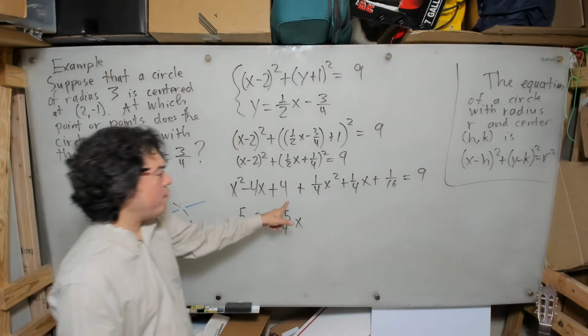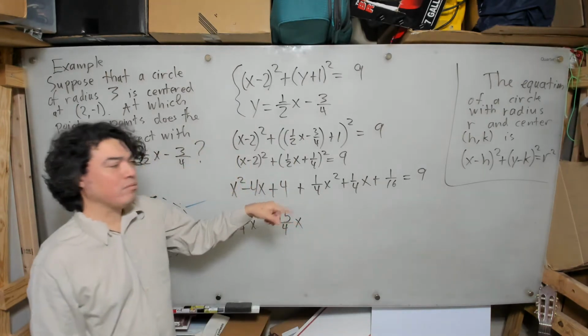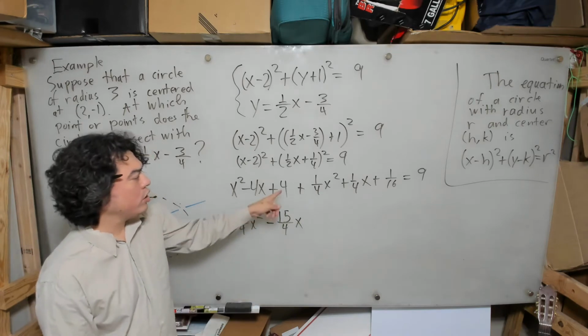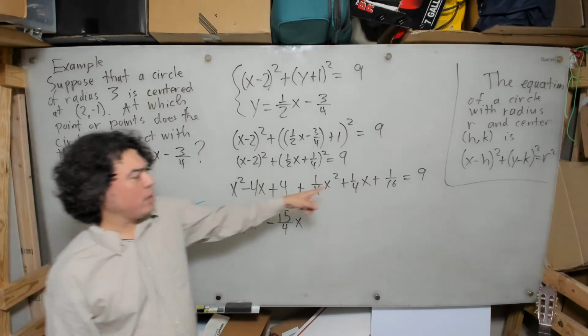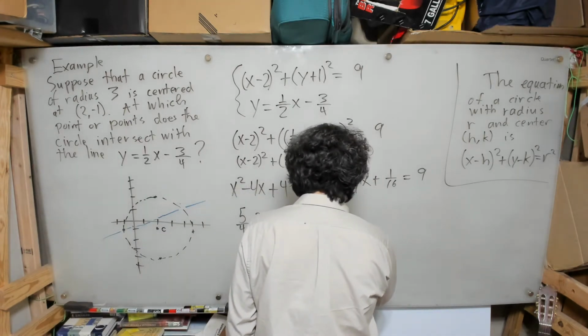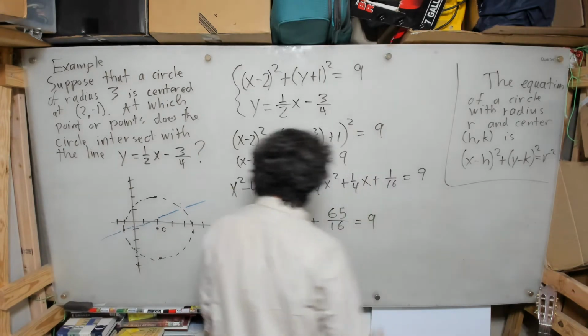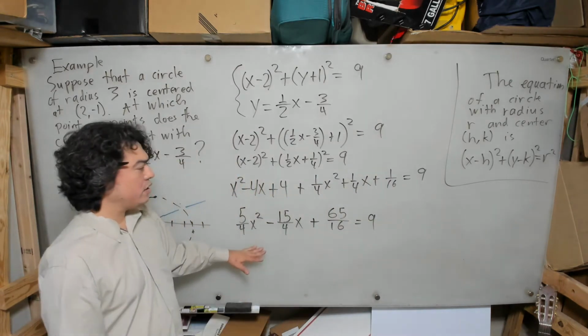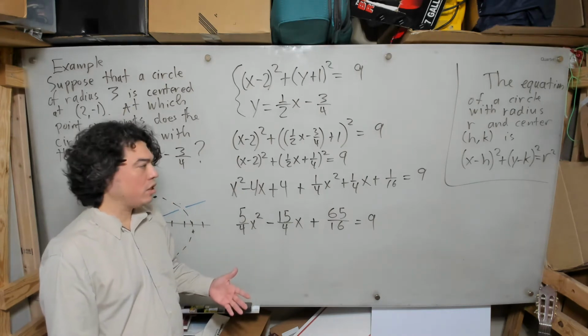Then I have plus 4 plus 1/16. I know that 4 times 16 is 64. So this would be the same thing as saying 64 divided by 16 plus 1 is 65/16, equals 9. This is the equation that we're going to have to solve to find the x's that will correspond to the intersection points.